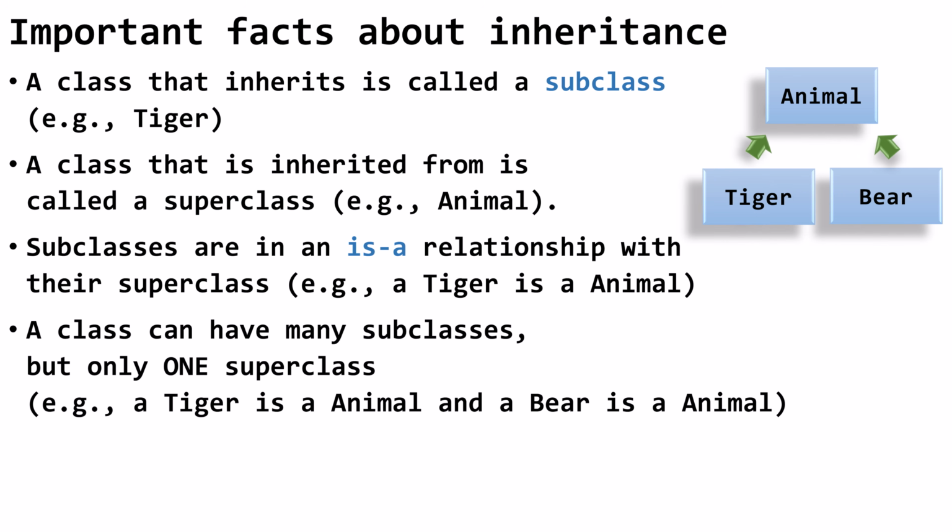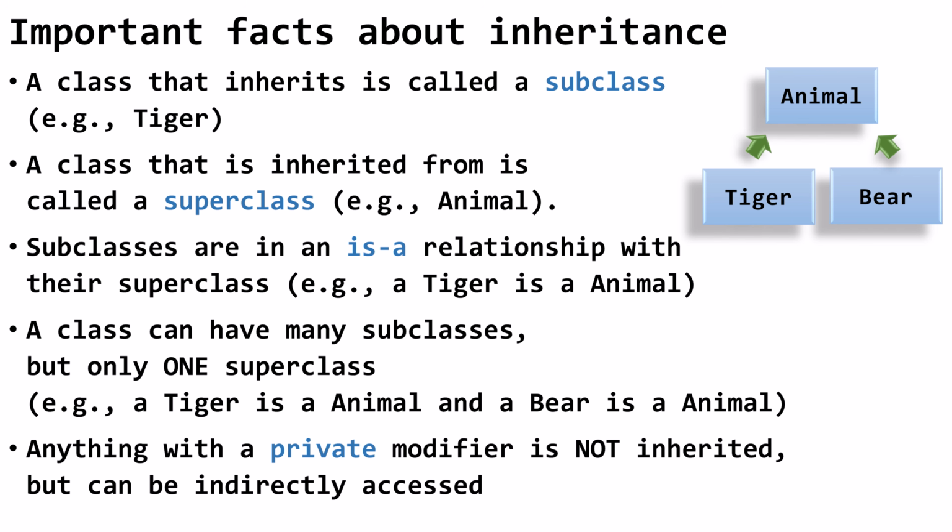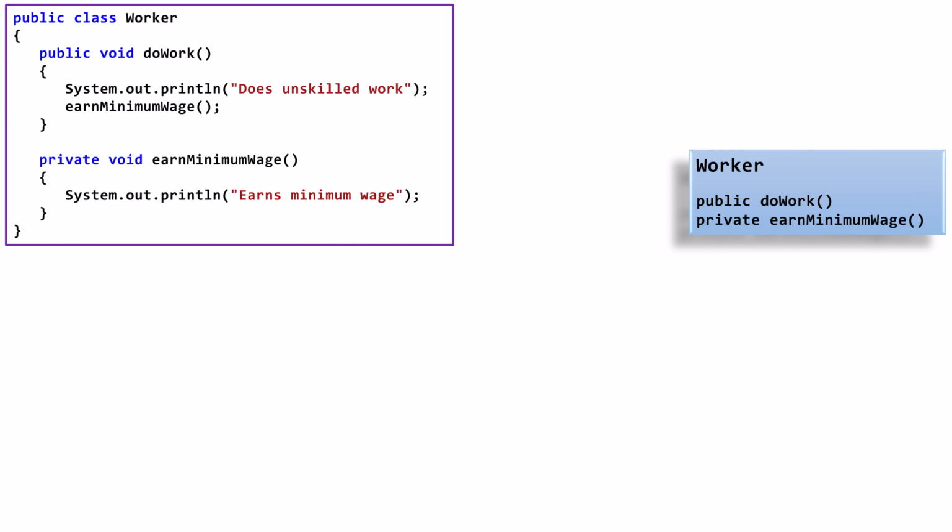A Java class can have many subclasses, but only one superclass. In this updated diagram, both tiger and bear are subclasses of animal. Anything with a private modifier, like a field or method, is not inherited, but can be indirectly accessed from a subclass. Here we have an example of a worker class.